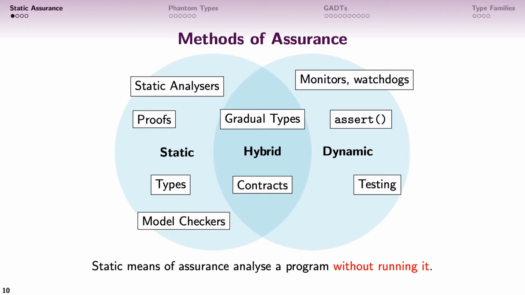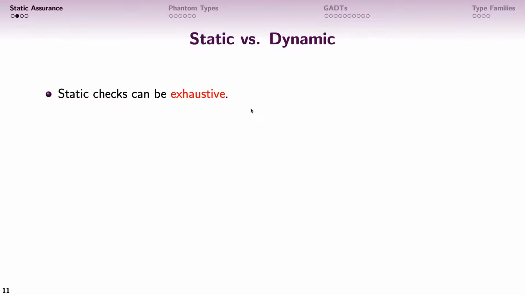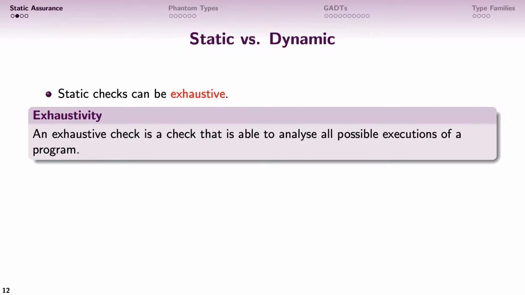So we have this broad spectrum, really, of assurance methods. And so why should we prefer one over the other? Well, the big advantage of static checking is that static checks are exhaustive. And by that I mean it's able to analyze all possible executions of a program. If my type system says my function takes in an integer and returns a boolean, it does that in all cases, or at least all defined executions of that function. It may not be fully defined, it may be partial, but it certainly will not return me a string.